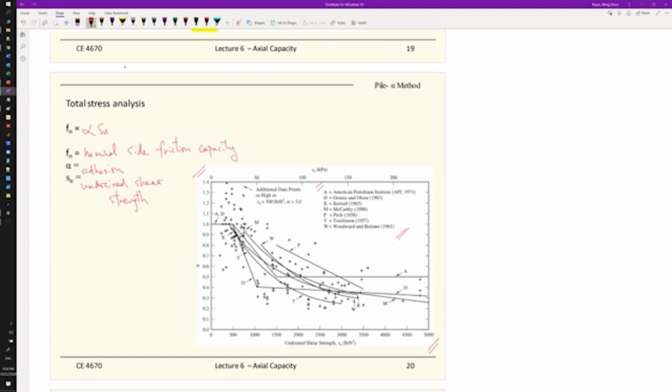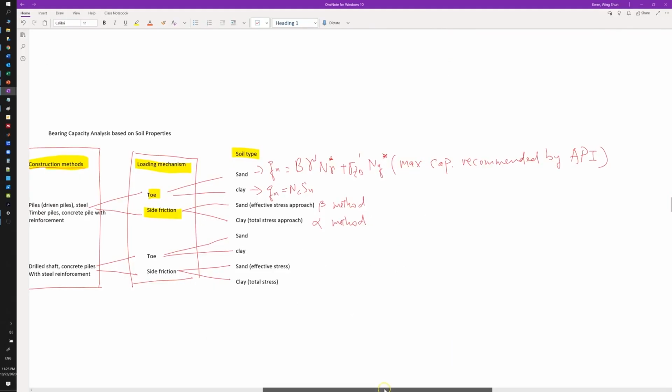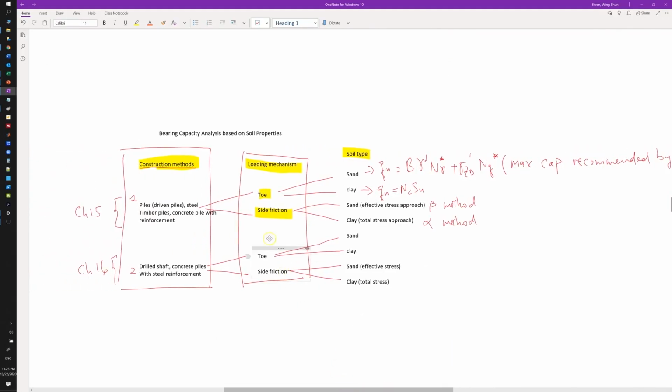So when you come to the point that you need to do your own design, you need to pick one that is reasonable for you. I highly recommend going back to read some of the papers, or your textbook may give you some ideas where those correlations come from. But at the end of the day, you need to be consistent, using the same approach throughout your pile design. The whole analytical approach highly depends on the construction method, loading mechanisms, and the soil type. And we pretty much finished the different piles.